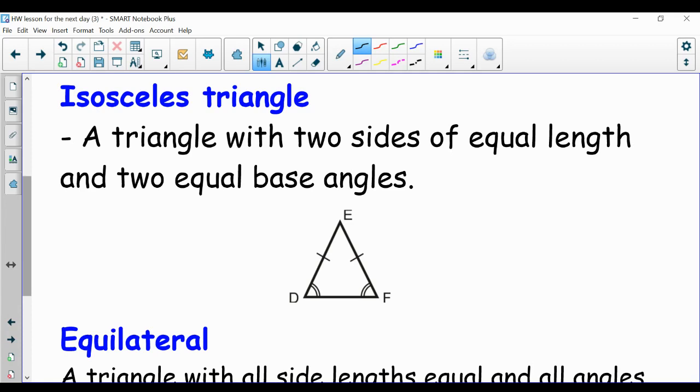Isosceles. An isosceles triangle is a triangle with two sides of equal length, and you can see DE and EF are equal, and the two base angles are also equal. You can see angle D is equal to angle F.